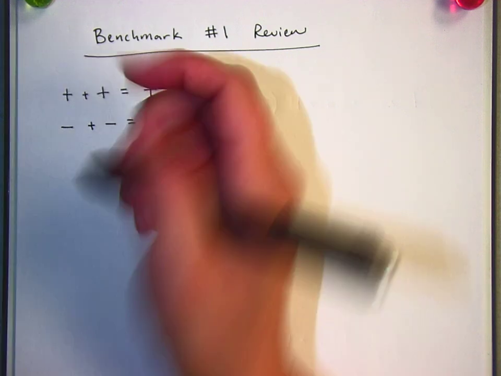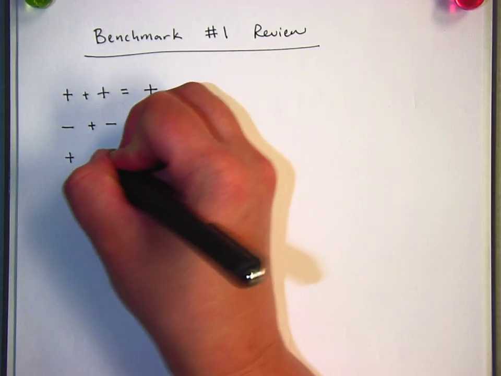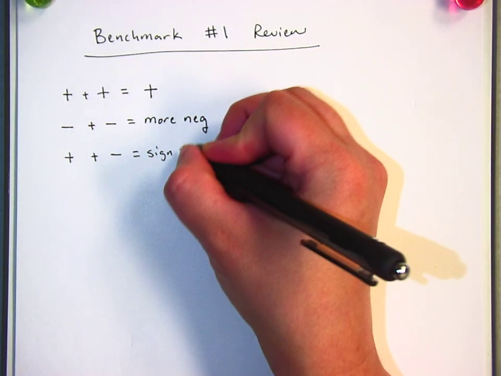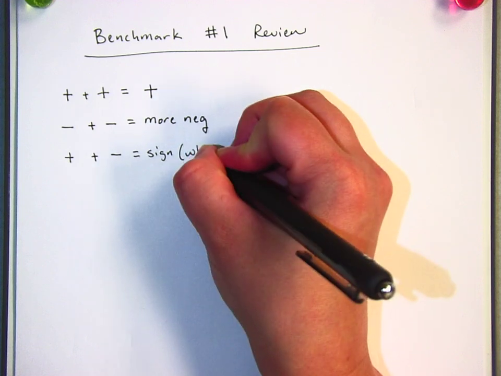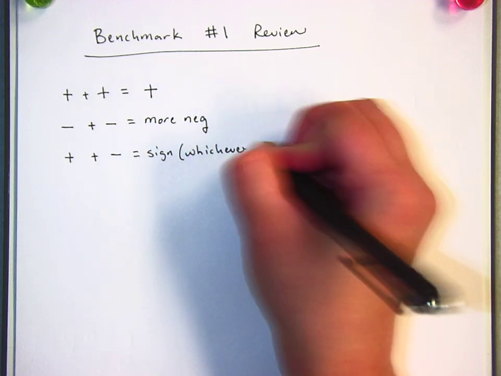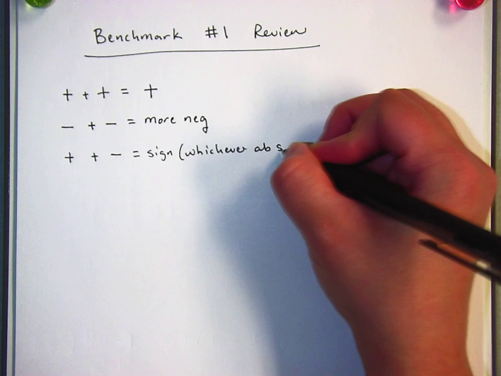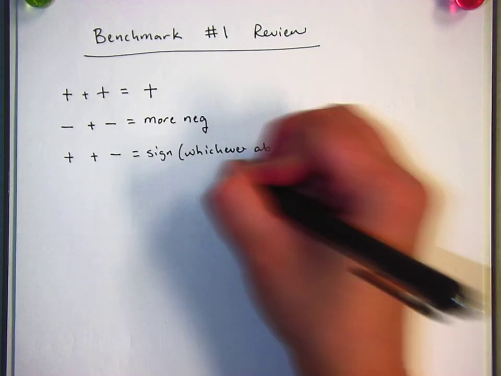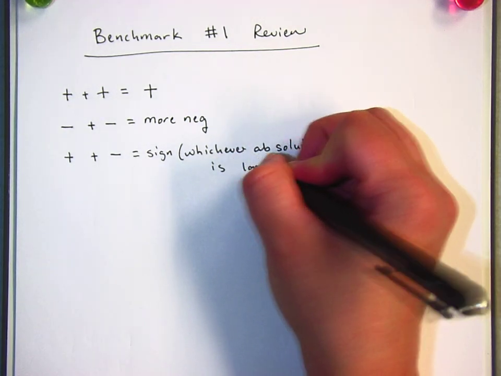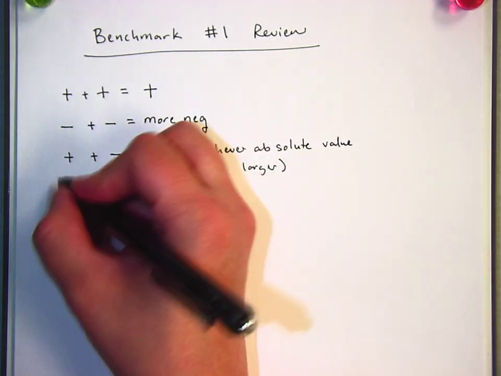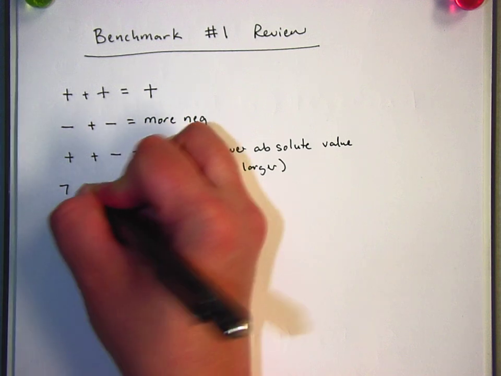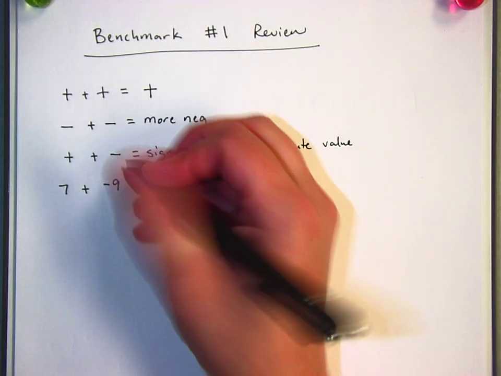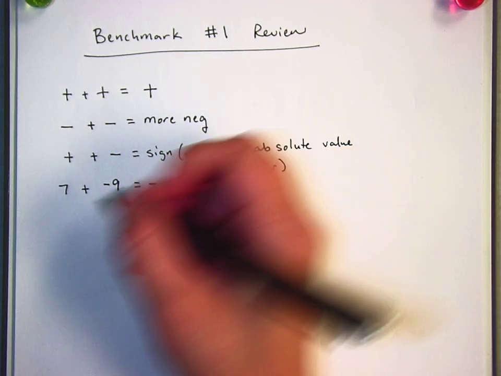If you add a positive and a negative number, the sign is whichever absolute value is larger. Meaning, if I had like 7 plus a negative 9, the absolute value of the 9 is larger, so the answer is going to be negative.